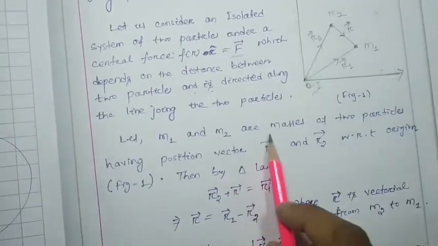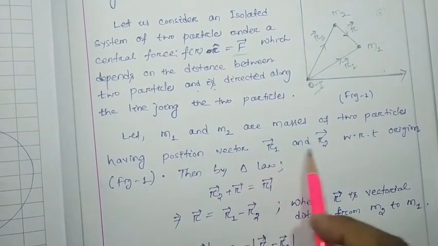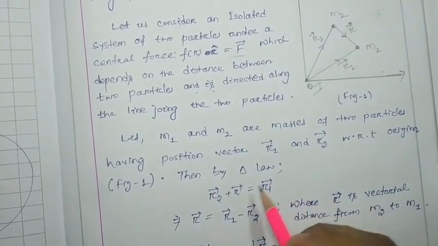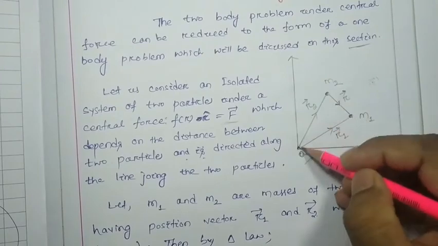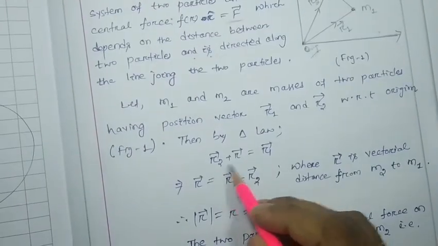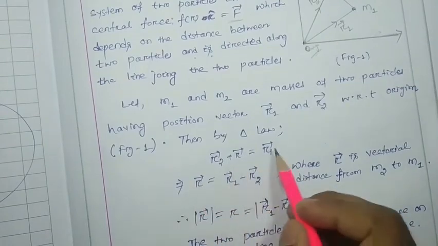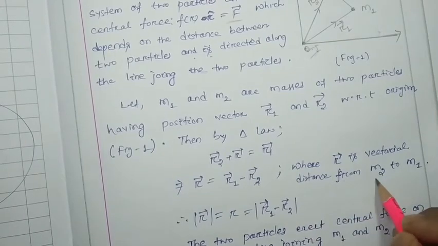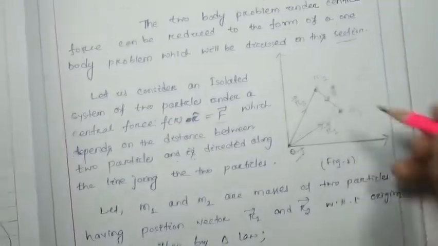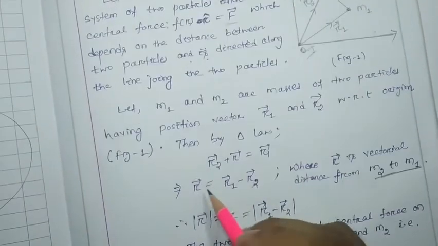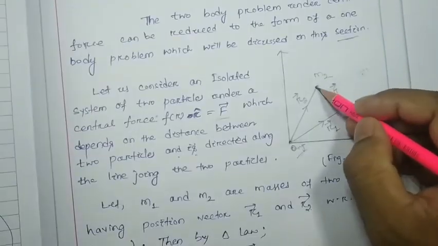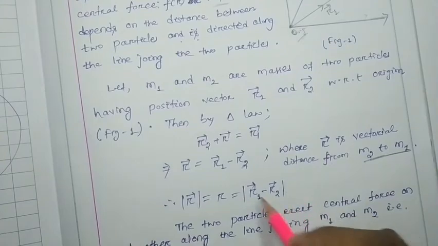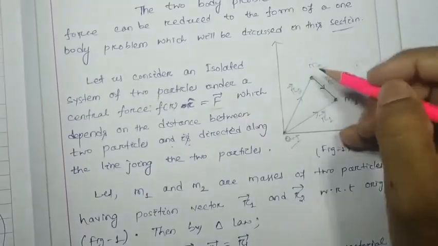Let m1 and m2 be the masses of the two particles having position vectors r1 and r2 with respect to the origin, shown in figure 1. Then by the triangle law, r2 plus r will be equal to r1. That implies r will be r1 minus r2, where r is the vectorial distance from m2 to m1. So here r is nothing but a vectorial distance, that means having both magnitude and direction from m2 to m1. So the modulus of r will be the modulus of r1 minus r2, that is your r, only the distance between m2 and m1.